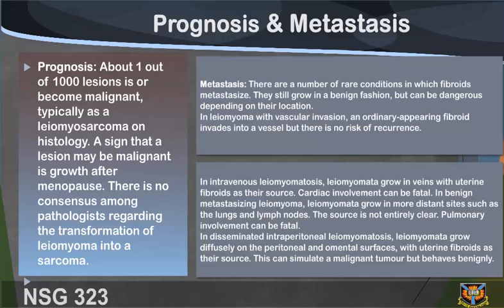In benign metastasizing leiomyoma, leiomyomata grow in more distant sites, such as the lungs and lymph nodes. The source is not entirely clear. Pulmonary involvement can be fatal. In disseminated intraperitoneal leiomyomatosis, leiomyomata grow diffusely on the peritoneal and omental surfaces with uterine fibroids as their source. This can simulate a malignant tumor but behaves benignly.